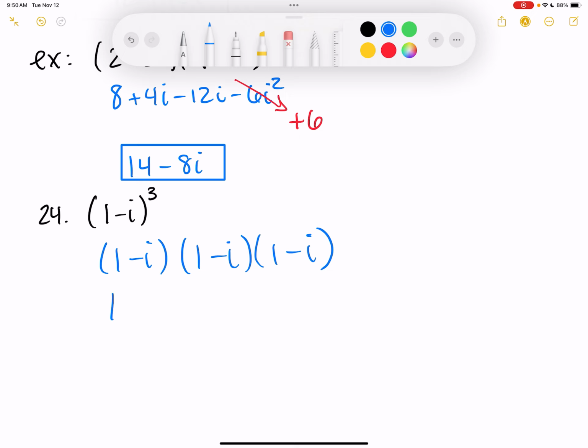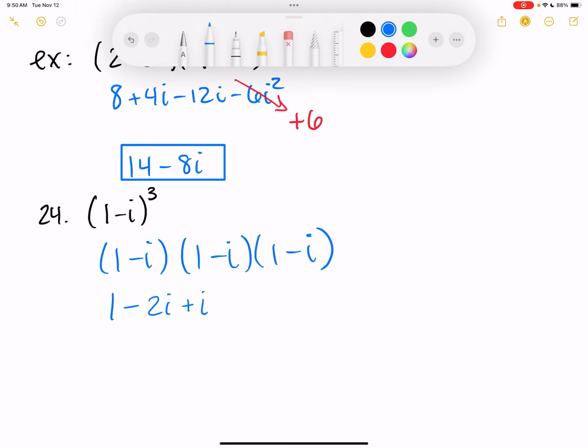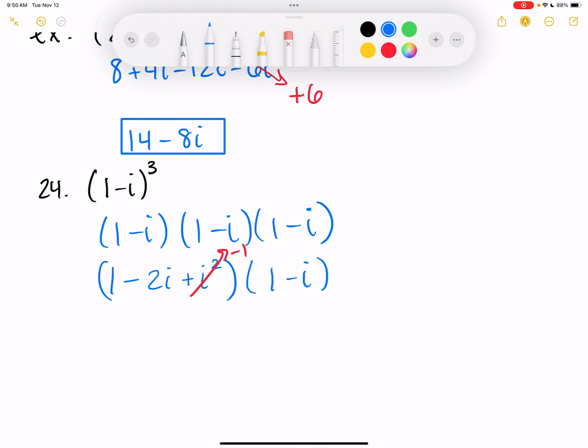Then minus 2i, then plus the last term squared, i squared. I squared is what? Negative 1. So I have 1 minus 1, which is just 0. Gone.